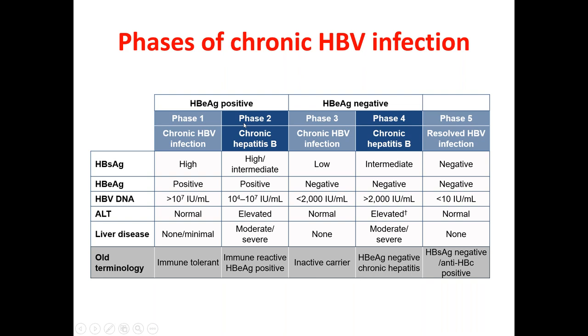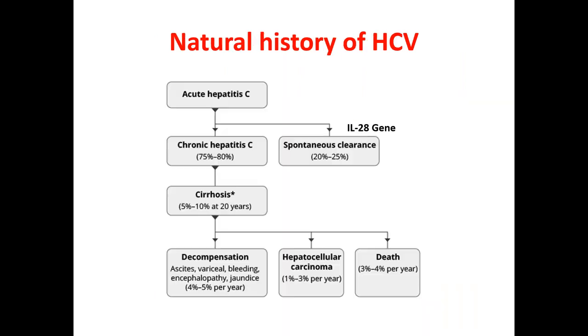Then the next phase is where your immune system starts getting activated. In this phase, your level of surface antigen will be slightly lower and will be positive. DNA level will not be as high as in the tolerant phase, but liver enzymes will be elevated because hepatocytes are getting injured. Similarly, we will find evidence of disease in the biopsy. You can have a variable amount of liver injury.